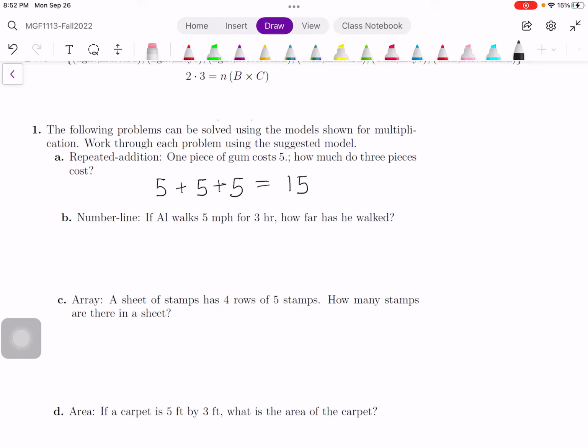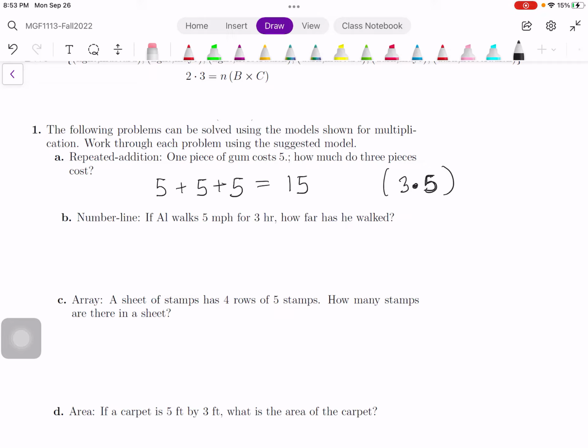So here the problem was 3 times 5: 3 gums, each worth 5 cents. If we use the repeated addition model to represent the cost of 3 gums, each costing 5 cents, then we would say 5 plus 5 plus 5, because every time I pay 5 cents. Okay, let's use a number line for the next one.